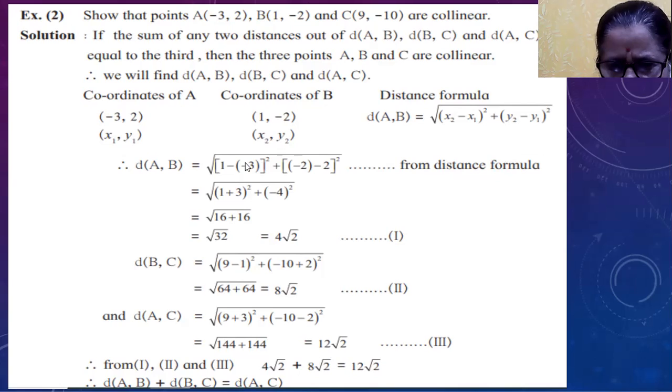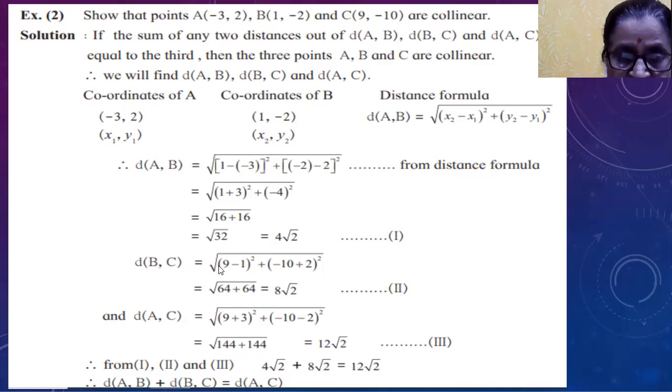So we make this addition and get the squares. 4 square is 16 and 4 square is 16. The addition of these two gives 32. Then taking factors, 32 is 16 into 2. The square root of 16 is 4, and the 2 we keep as it is.